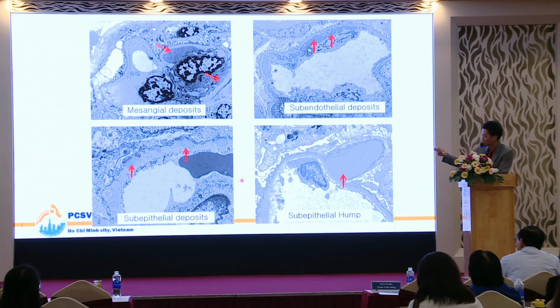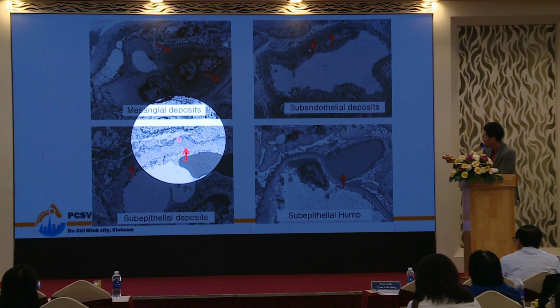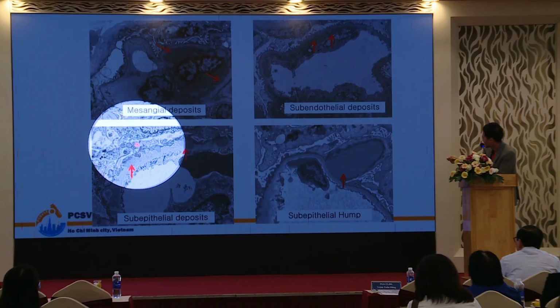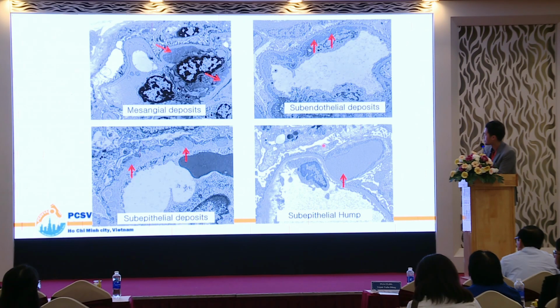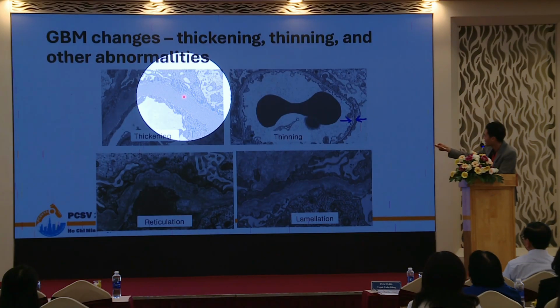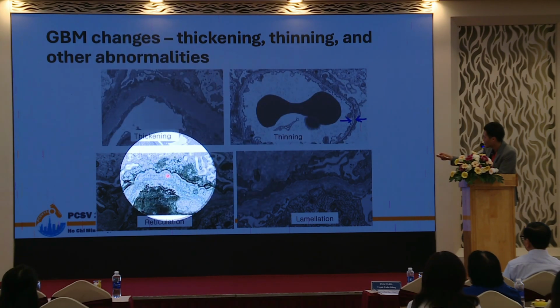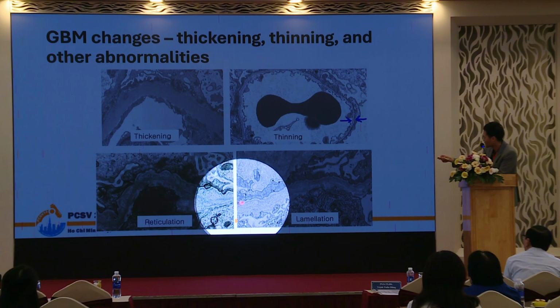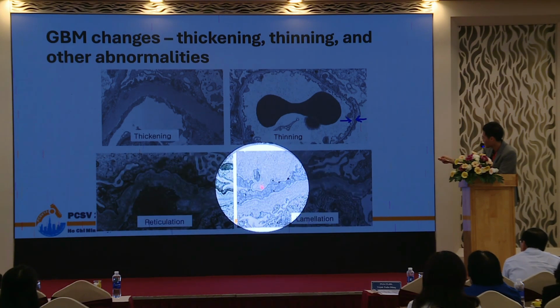We can also identify electron dense deposit in the mesangium or subendothelial space or subepithelial space. Sometimes it can show hump-like huge deposit. Or we can identify thickening or thinning of the glomerular basement membrane, or the abnormal texture of the glomerular basement membrane, which includes reticulation or lamination.